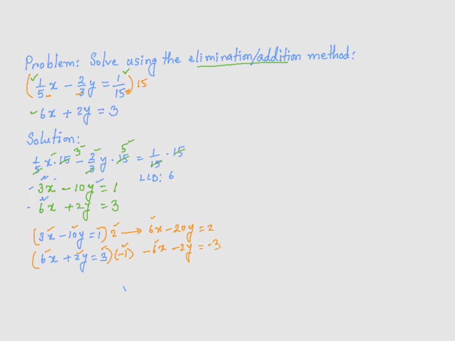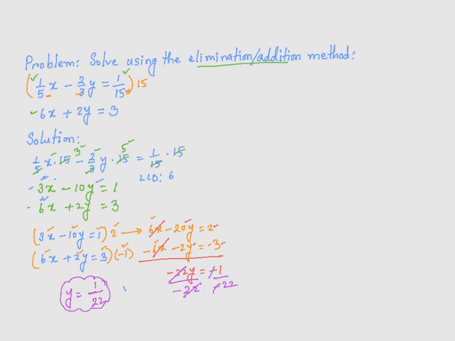Now I'm going to add them. So positive 6x, negative 6x goes away. Negative 20y minus 2y is negative 22y, which is equal to 2 minus 3, negative 1. Now I divide both sides by negative 22 to solve for y. The negative 22 cancel out. That gives me y is equal to, the negative and the negative cancel out, 1 over 22. That's my y.